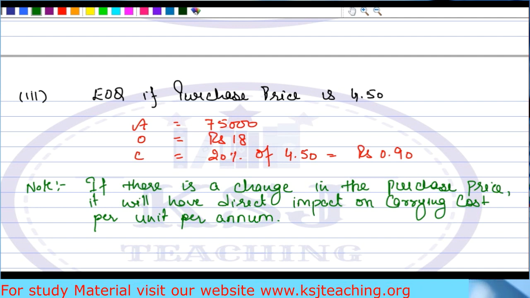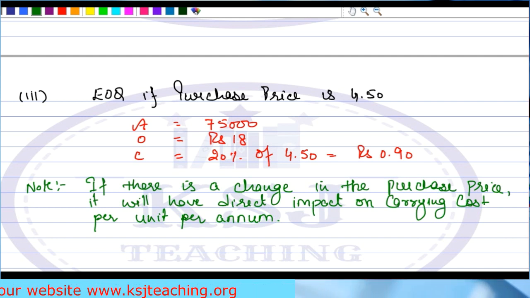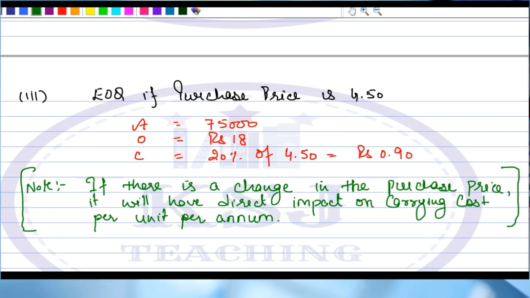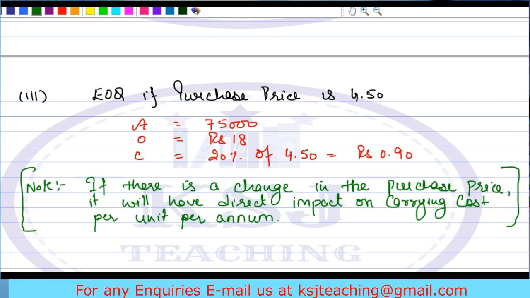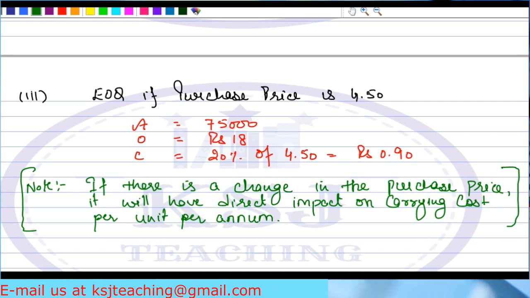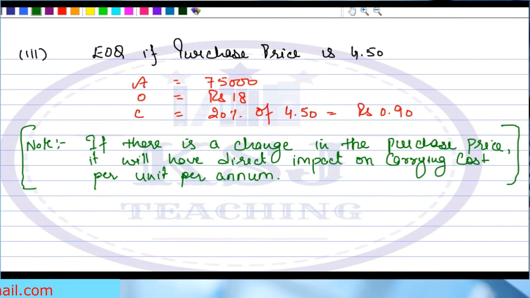So this is very important, sir, because we'll be doing further questions where this impact occurs, and there are chances of making a mistake. I conducted a 15-day challenge test series for the previous attempt people, and there I gave them a question where this impact was to be studied, and many of the students were not able to do it correctly. That is why I'm making you write this, that if there is a change in the purchase price, it will have direct impact on the carrying cost per unit per annum. That is why I'm saying keep the handbooks and your notebooks both with you, because I'll make you write a few things, right? That is very important.